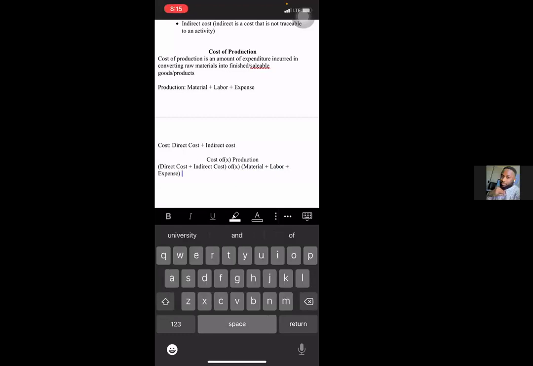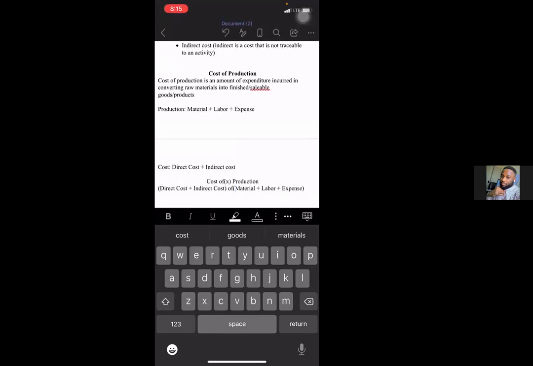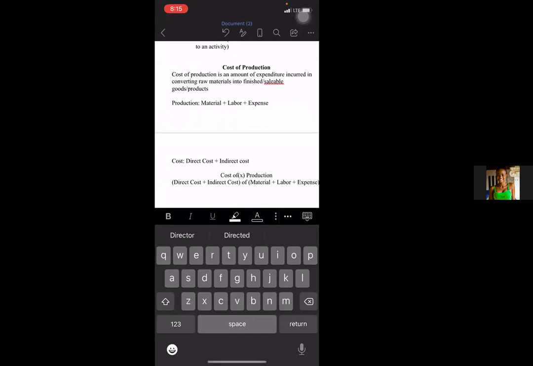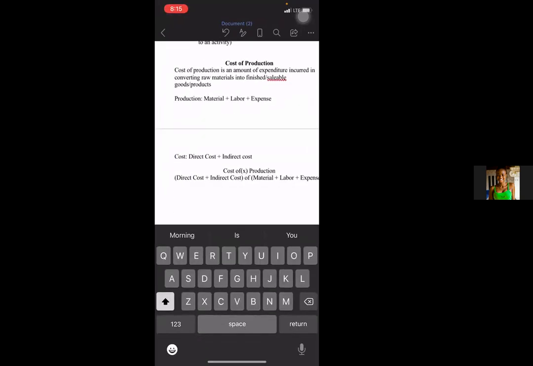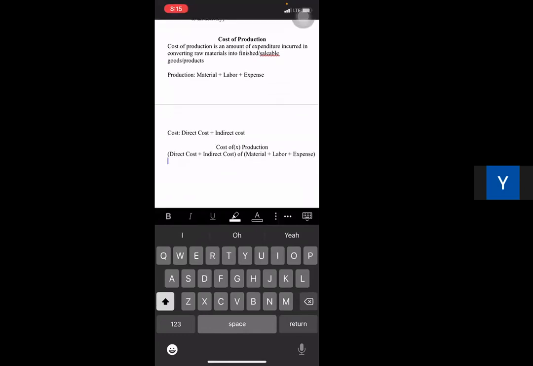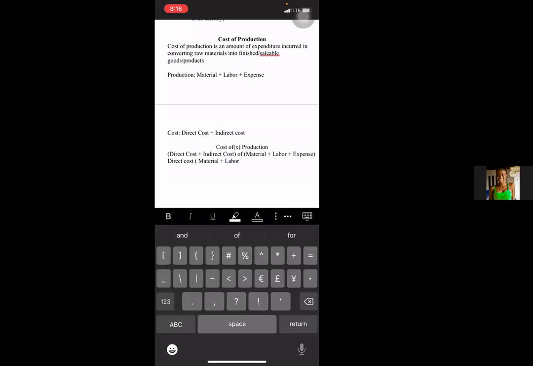So now we have direct cost plus indirect cost, of material plus labor plus expense. All right, so how do we expand this expression? Yes, you multiply everything in the first bracket by everything in the second bracket. Very good. So first of all, we have direct cost in bracket, material plus labor plus expense.